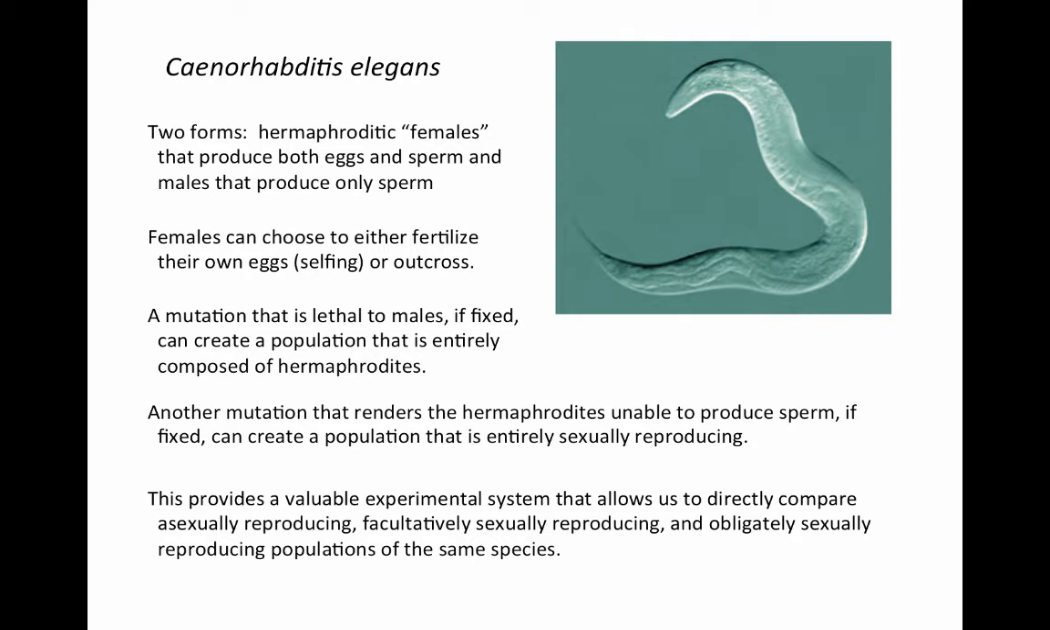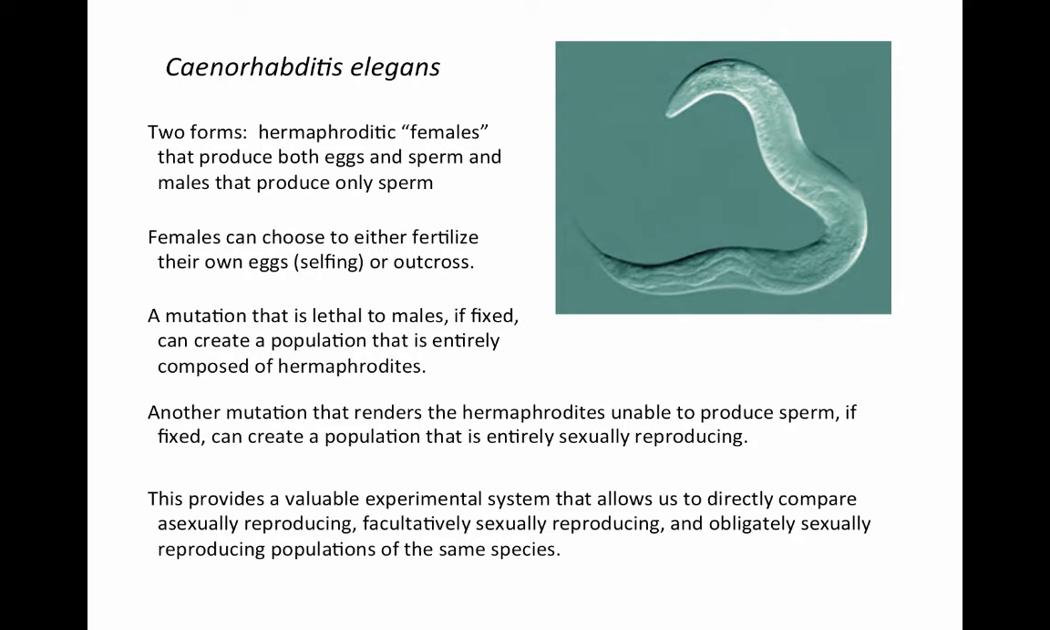And there are a few handy mutations that occur in these worms that make them a very, very good model system. There's a mutation that is lethal to males. So if we create an experimental population that fixes this mutation in the population, so we have a whole population with only hermaphroditic females, then we've got a whole population of individuals that are only self-fertilizing, they're only self-crossing.